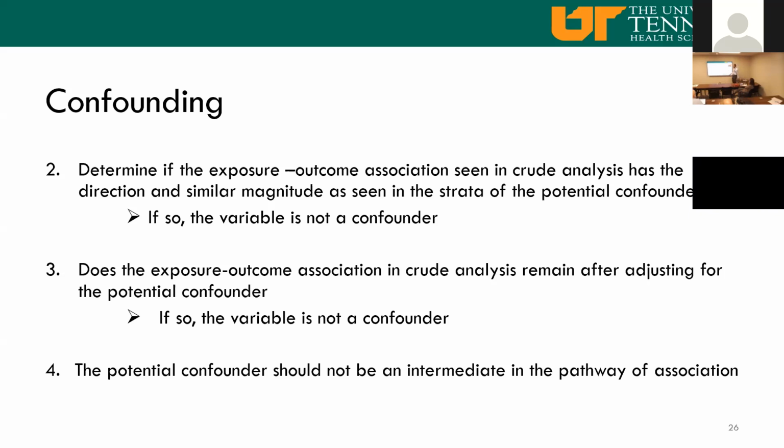So some variable can be, for example, cholesterol. Cholesterol is on the pathway between the cause for cardiovascular disease and maybe stroke. So you don't adjust for an intermediate. If you adjust for an intermediate, you are blocking the route of association between the two variables. So make sure the third variable is not an intermediate between a given exposure and outcome.